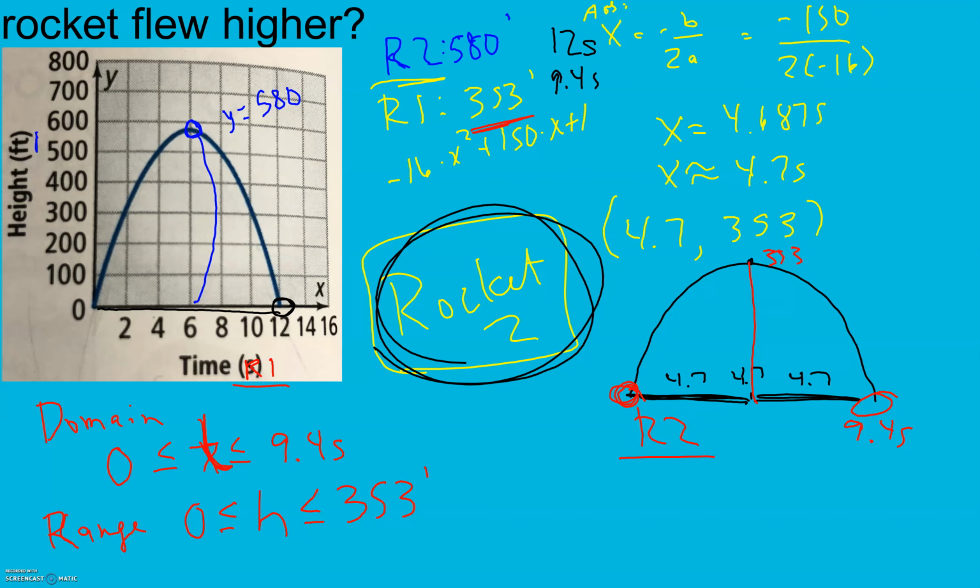We can see here that our domain is our time because it's on our x-axis, and our values are just between 0 and 12. So 0 is less than or equal to our time, which is less than or equal to 12. And our range is our height. We can see that's anywhere here. So 0 is our smallest height, and our maximum height is 580.